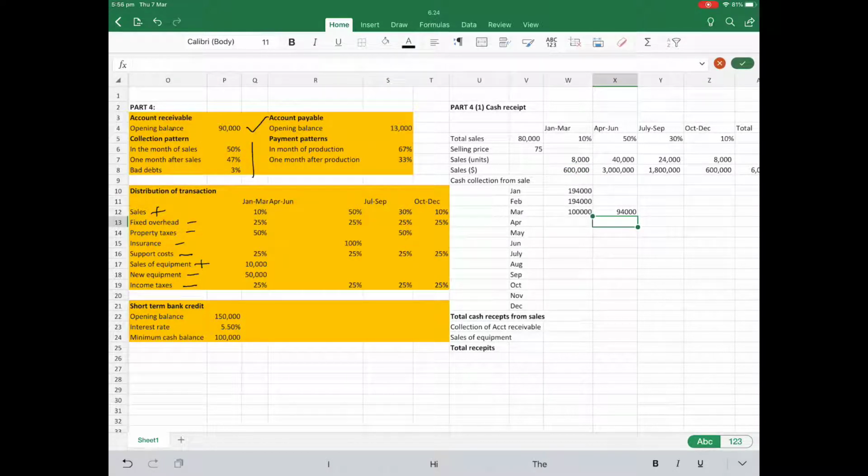Okay, so 3% is bad debt. We don't put it in here. The bad debt expense will be in the income statement, not in the cash flow statement.